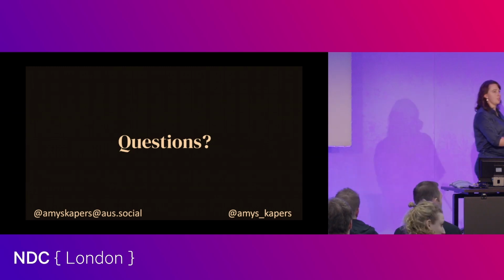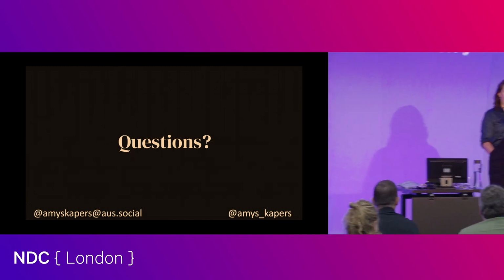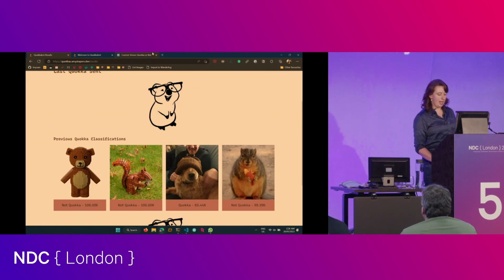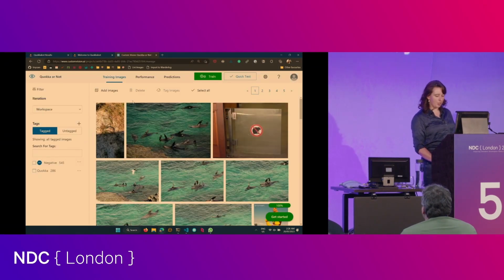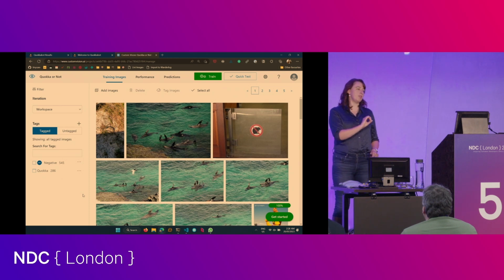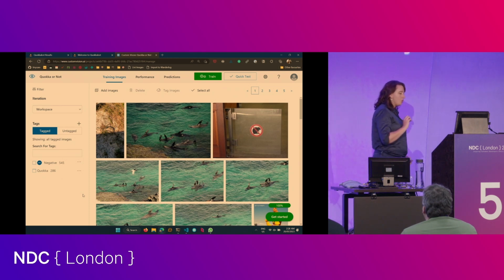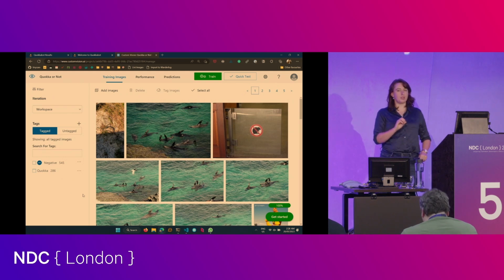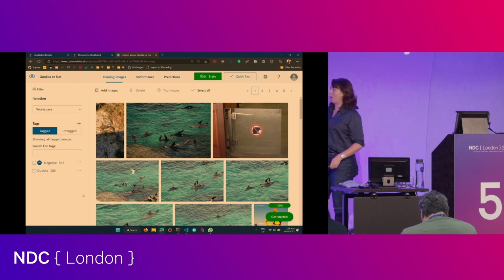We did have one question, which someone asked, how many pictures are currently in here? So currently, I have 545 photos that aren't Quokkas and 286 photos that are Quokkas. So that's what the current image set that it's been trained on is. It's fairly accurate.